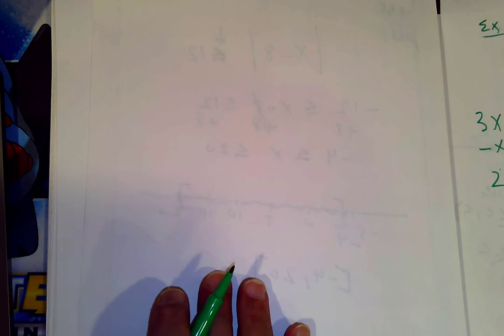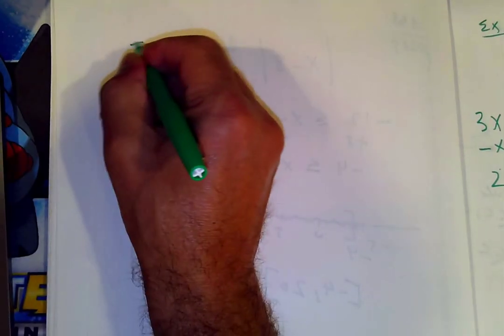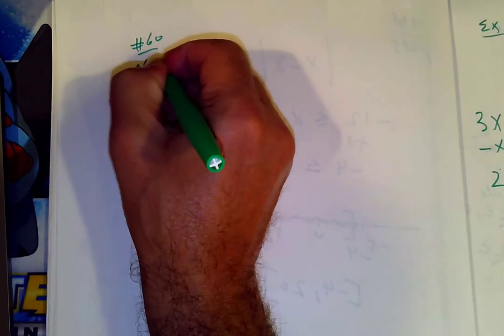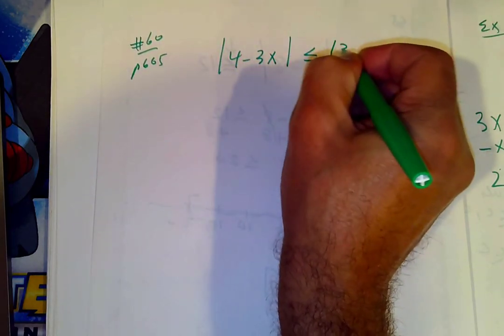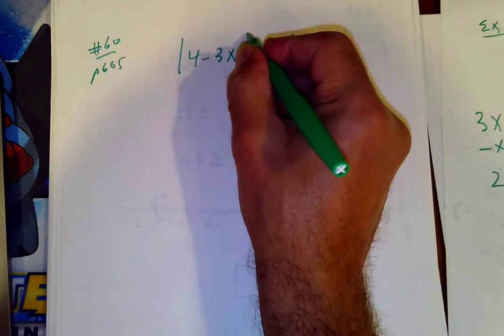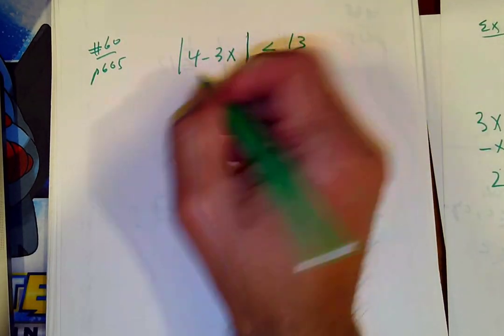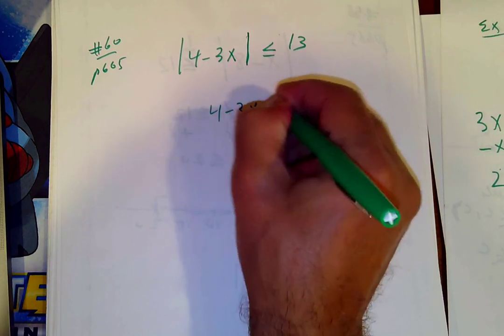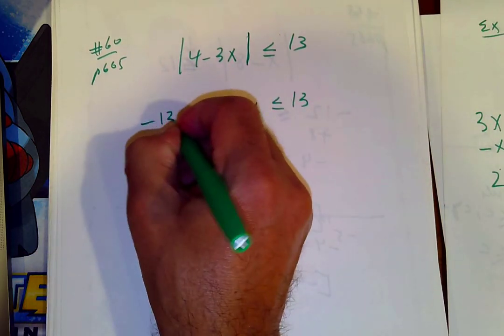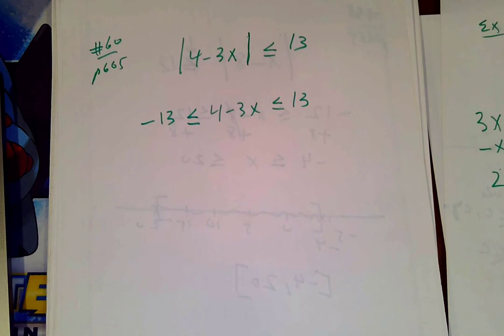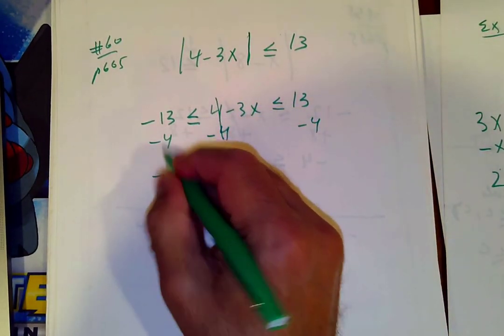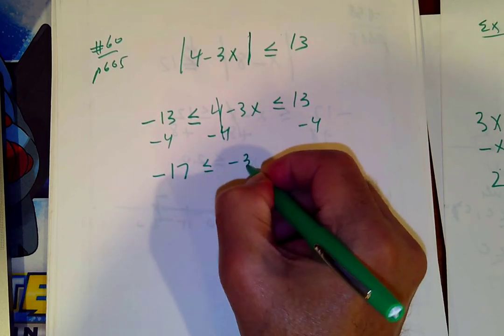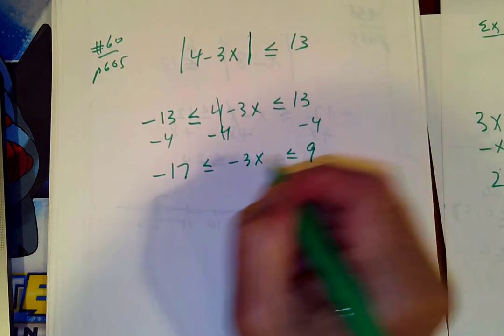Here's another example. Number 60, page 665. Absolute value of 4 minus 3x is less or equal to 13. Again, absolute value is isolated, it's less than, so we drop the absolute value to get one part, and then we put the negative with less or equal on this side. Subtract the 4 to isolate the x in the middle. Negative 17 is less or equal to negative 3x, less or equal to 9.